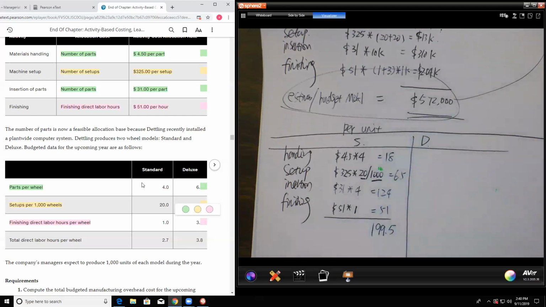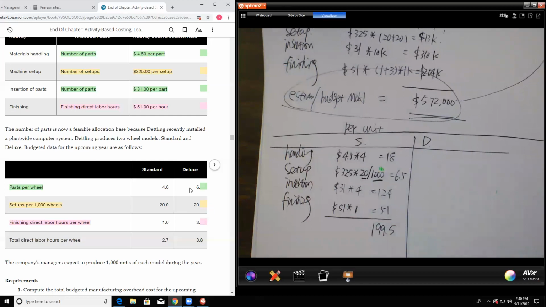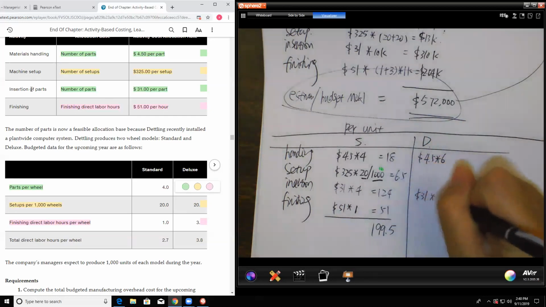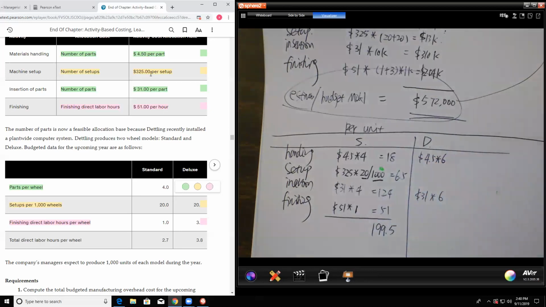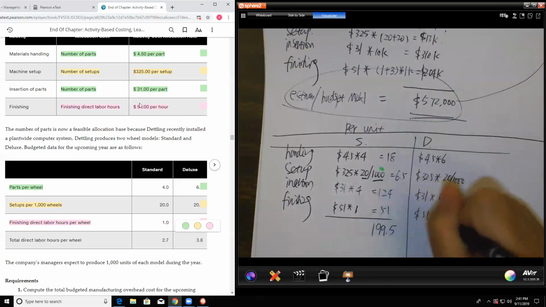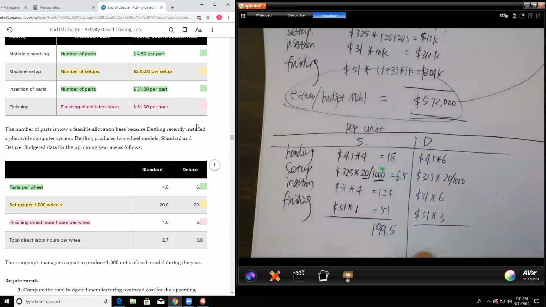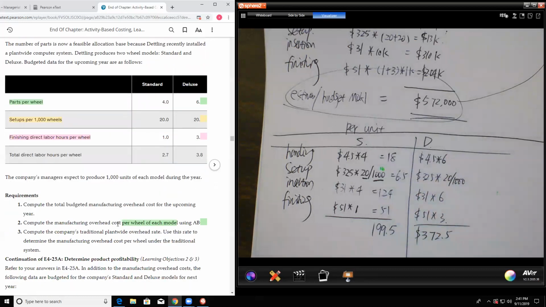Okay, we do the same thing for the second model. For handling, it's 6 parts per wheel, and you need 4.5 for each part. You also need to think about the insertion of the parts, so it's 31 times your 6 parts. Then you do the setup the same way: for 1,000 wheels you set up 20 times, so for each unit you divide by 1,000, and it's 325 times that fraction of a setup. Lastly, is your finishing labor. You need 3 hours, and each hour is $51. If you do this calculation, you will find out the second model, the advanced, needs $372.5 of manufacturing overhead for each unit.